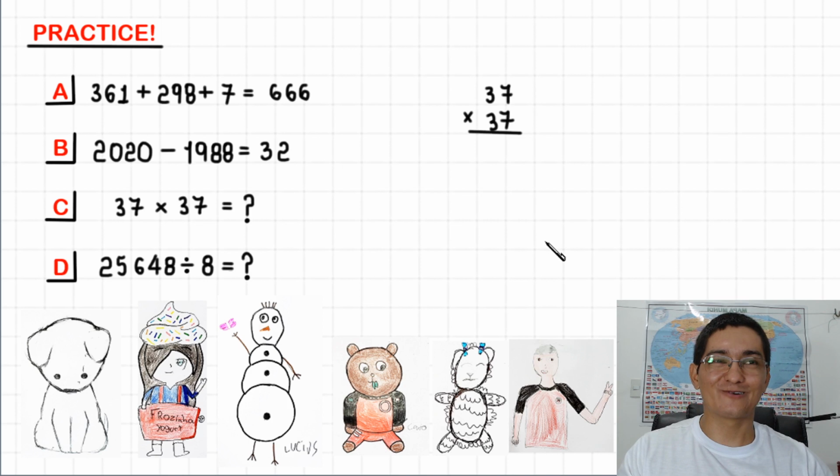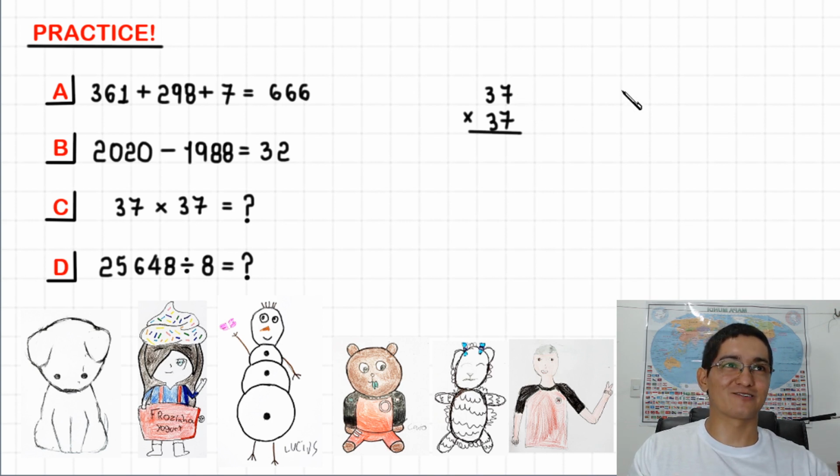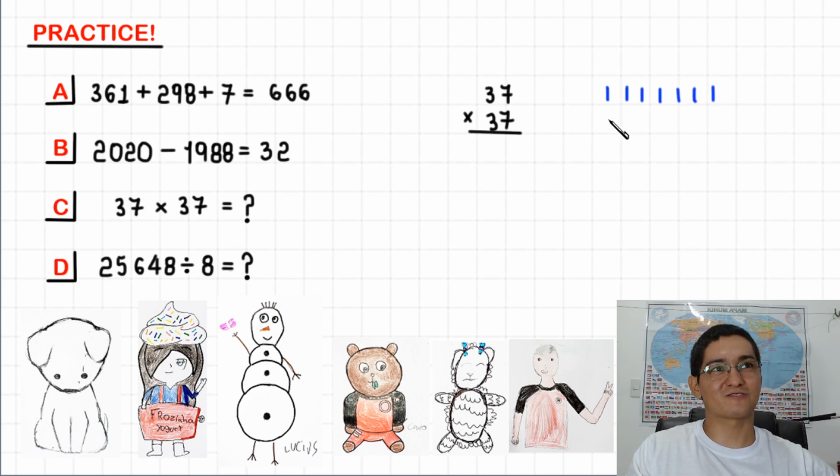Okay, and now we continue. Let's do this multiplication here. To start, we have to know what is 7 times 7. If you don't know, well, we can always count. Let's count, at least this time. 1, 2, 3, 4, 5, 6, 7. That's 7 only once, right?